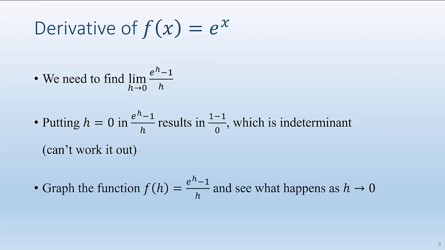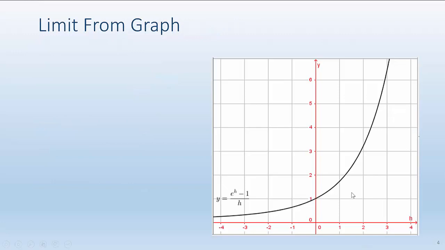So we can have a look at a graph of that function to see what is happening as h approaches 0. From the graph of the function e to the h minus 1 over h, we can see that the limit as h approaches 0 from above is y equals 1. And if we approach 0 from below, y still equals 1. So the limit of that function is 1.